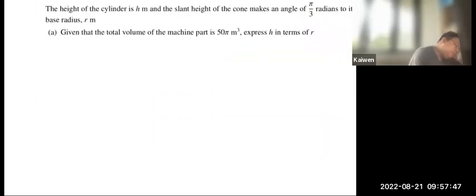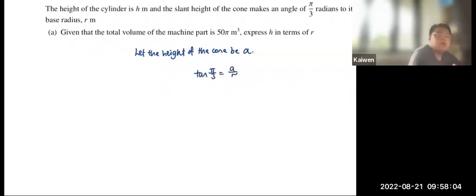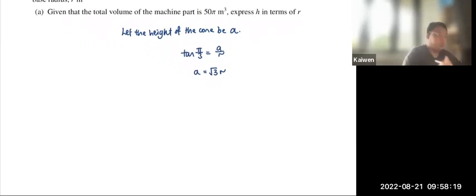So what I'm going to do is to compute this question now. So we're going to let the height of the cone be A. We're going to use tangent. So tangent pi over 3 is equals to A over R. We're going to solve for A. Oh, sorry, R over A over R. Sorry. A is equals to root 3 of R. Tangent pi over 3 is root 3. So root 3R.